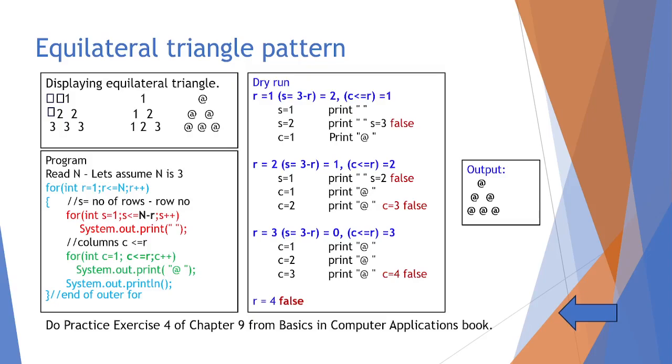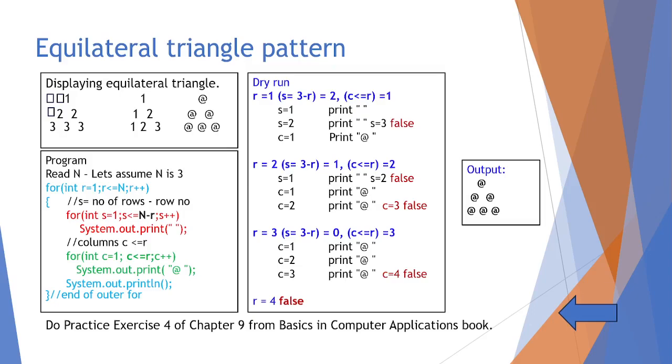Let's understand only the spaces part. Now r is 1, s goes up to the number of rows minus r, that is the row number. The number of rows is 3, so 3 minus r in that particular iteration, 3 minus 1 is equal to 2. That means we need 2 spaces. And c less than or equal to r. This is the good old program: columns should be less than or equal to the row. First row, only one column. So r is 1, c less than or equal to r is 1.